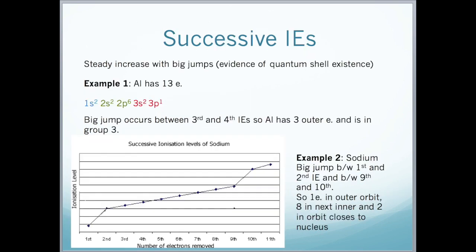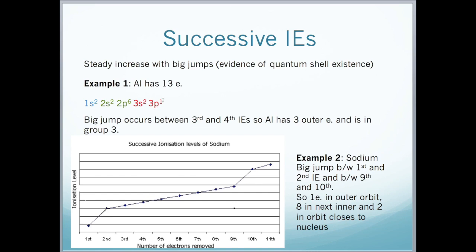So successive ionization energies steadily increase, but they sometimes have big jumps, and those jumps in the value in kilojoules per mole are evidence of quantum shell existence. For example, let's look at aluminium. Aluminium has 13 electrons. This is the electron configuration here. Also remember, when we are removing an electron, we're always removing it from the outer shell. So the first electron to go would be the 3p1 electron.